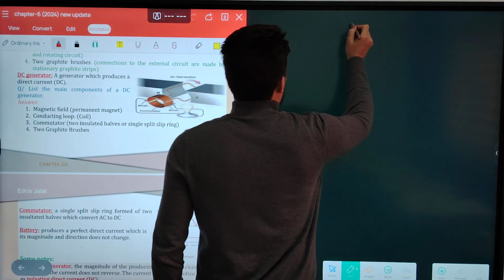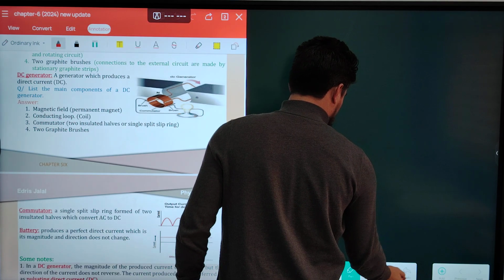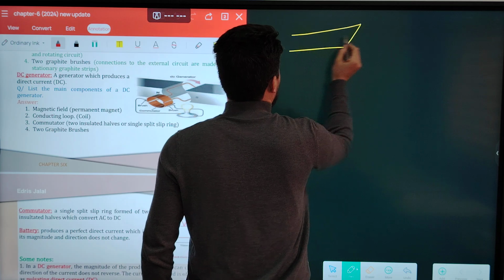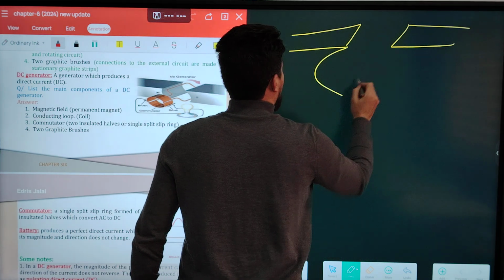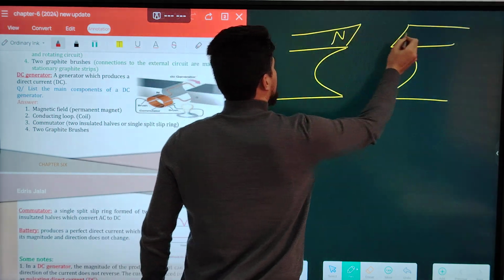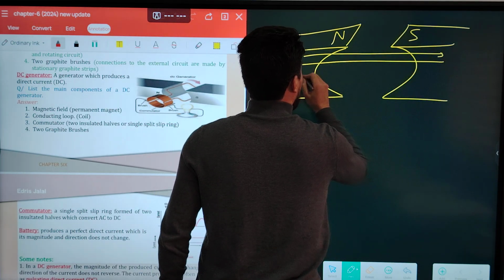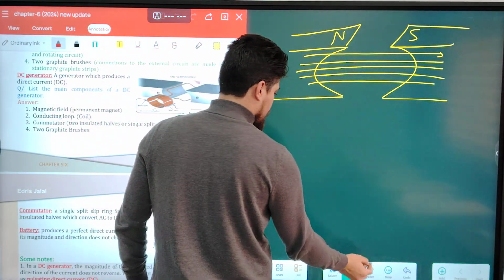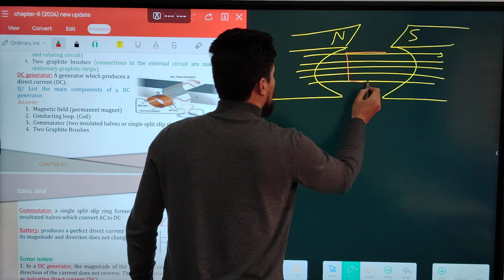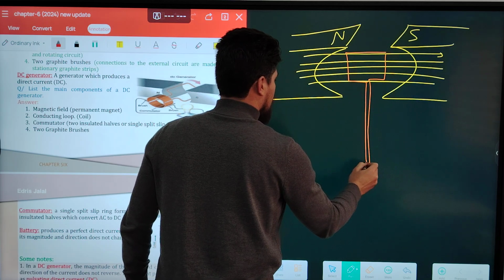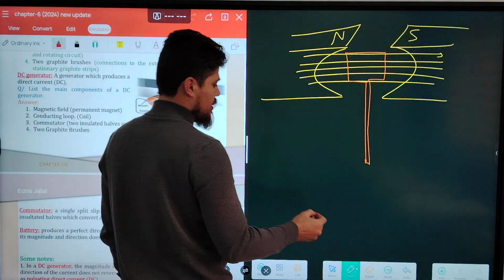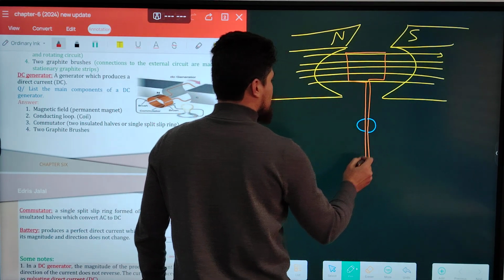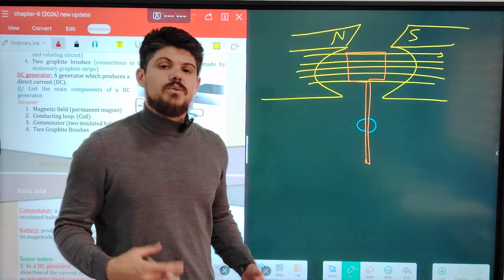Okay. So the components of a DC generator are like this. We have a magnetic field. Okay, this is the magnetic field, north, south, and it has a magnetic field from north to south. The components of the DC generator: magnetic field and a conducting loop of wire.